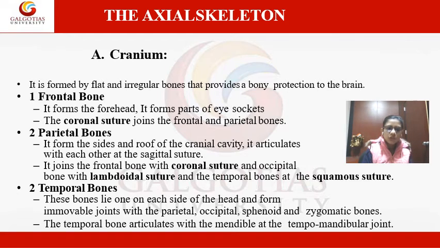Next, parietal bone. It forms the side and roof of the cranial cavity. The parietal bones articulate with each other at the sagittal suture. They join the frontal bone at the coronal suture, the occipital bone at the lambdoid suture, and the temporal bones at the squamous suture. Next is two temporal bones. These bones lie one on each side of the head and form immovable joints with parietal, occipital, sphenoid and zygomatic bones. The temporal bone articulates with the mandible at the temporomandibular joint.